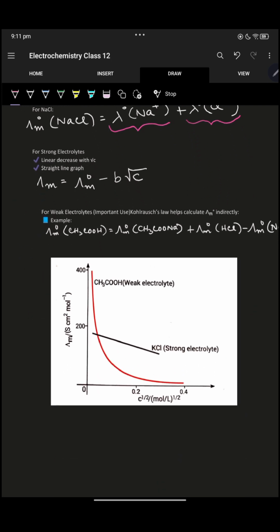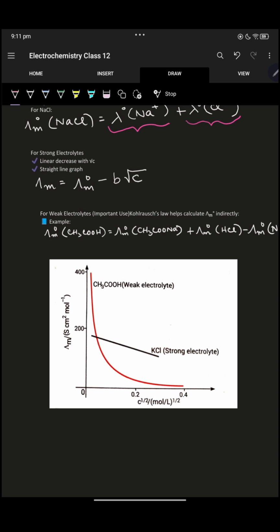Now, for a strong electrolyte, the plot is linear and lambda m decreases with root C. That is what is observed when I take KCl. This is the nature, it decreases gradually as concentration increases. But keep in mind that lambda m is increasing when the concentration is decreasing, and it is a straight line graph.